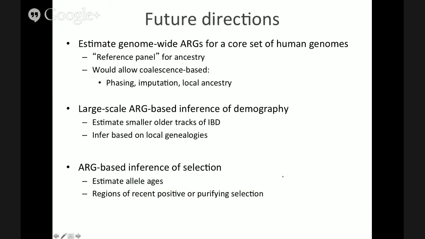Okay, so in terms of future directions, there's still a lot more to do to make the inference of ARGs even more efficient and even more applicable for problems in demography. It could be used for things like phasing, imputation, and local ancestry. And I've shown you some examples of how ARGs can be used for selection, but there are probably more summary statistics and things that could be done to detect selection.